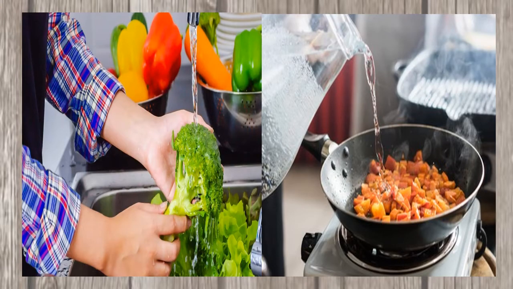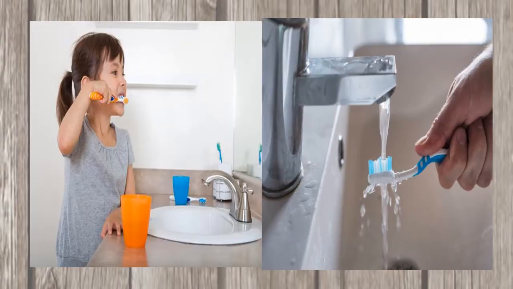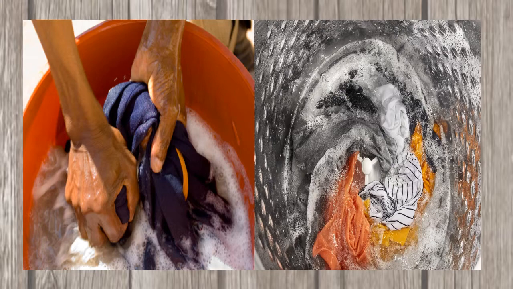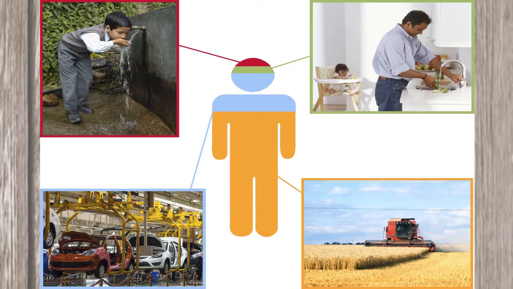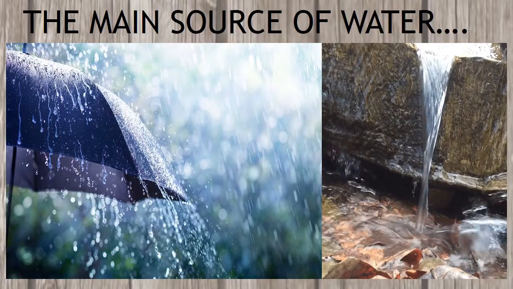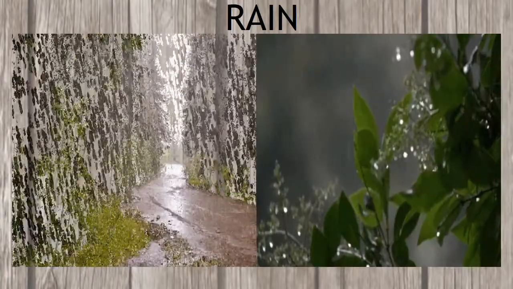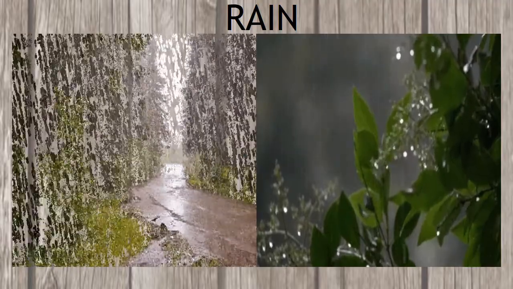Children, we use water every day for many activities like washing vegetables, fruits, cooking, for washing utensils, for drinking, for brushing, for washing clothes, and for many other activities. But where does the water come from? Do you know which is the main source of water? Yes, it's rain. We get water from rain.